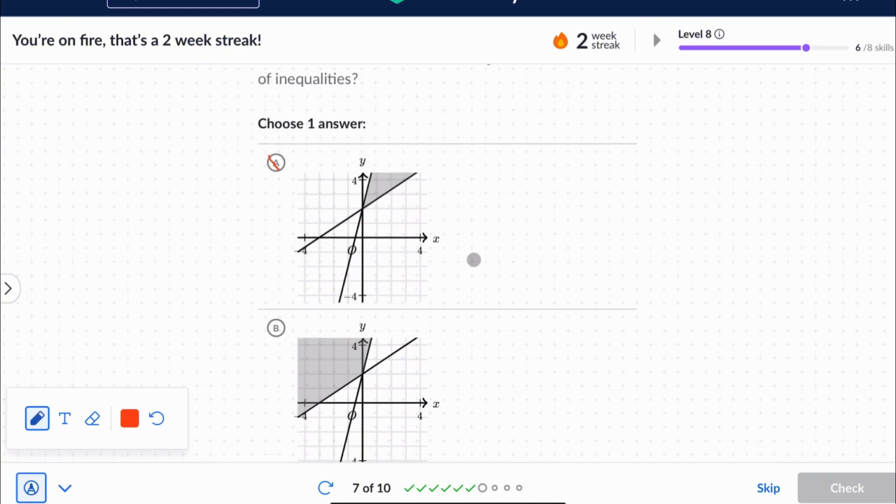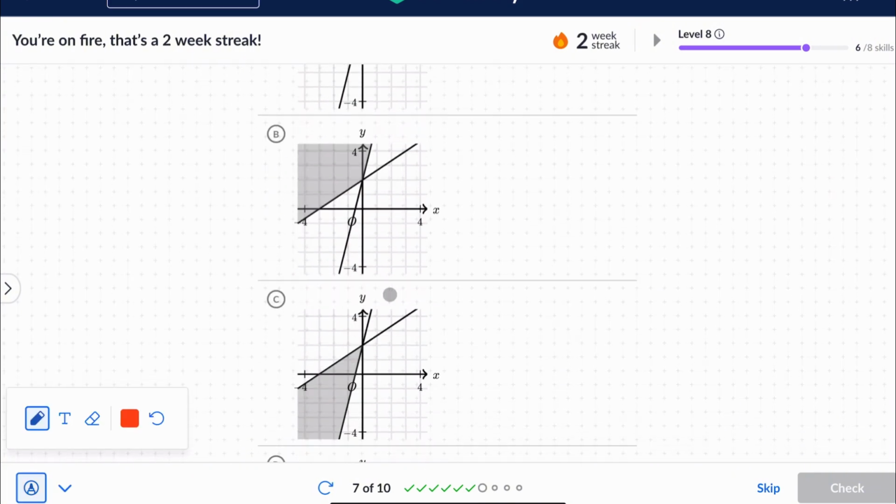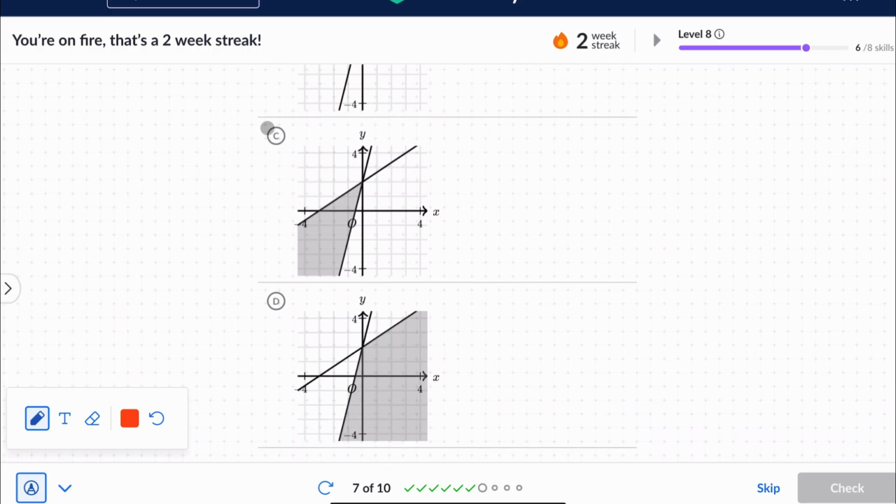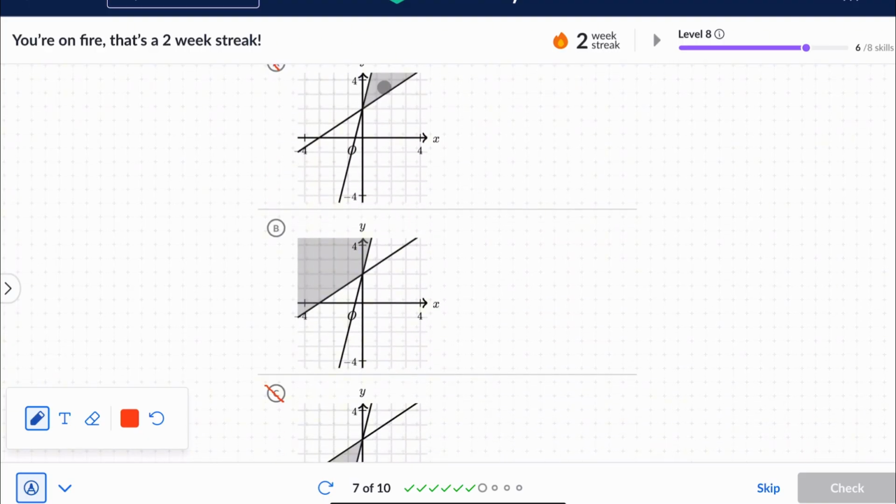So it's not A, and okay, so far it's looking like it's B. Yep, it's not C, only purple is shaded here, and it's not D, none of them are shaded there. A, only black is shaded up there, so it's B.